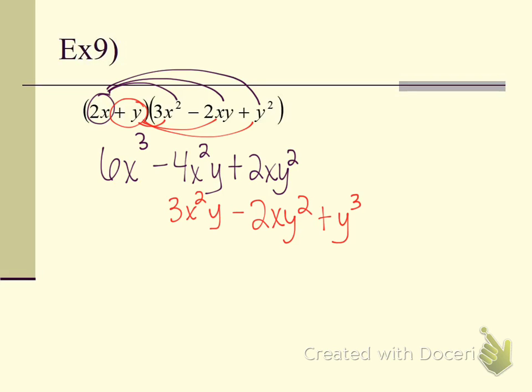Do you have questions about this before we combine our like terms? Okay. Nothing to combine with the x cubed term, so it stays the same. If we have negative 4x squared y plus 3x squared y, what do we get?